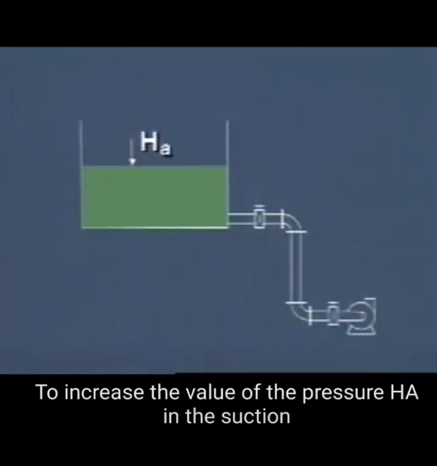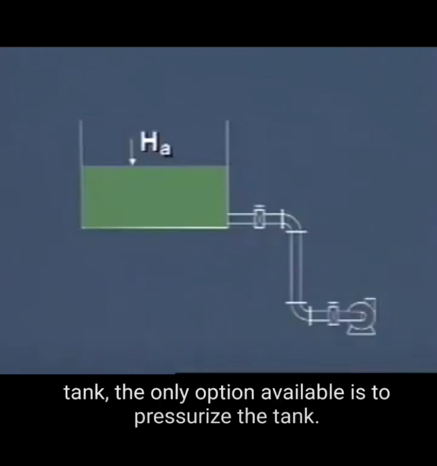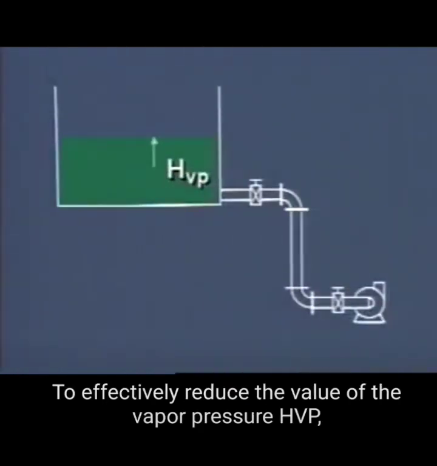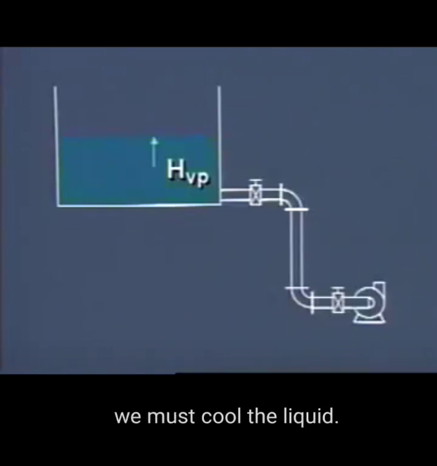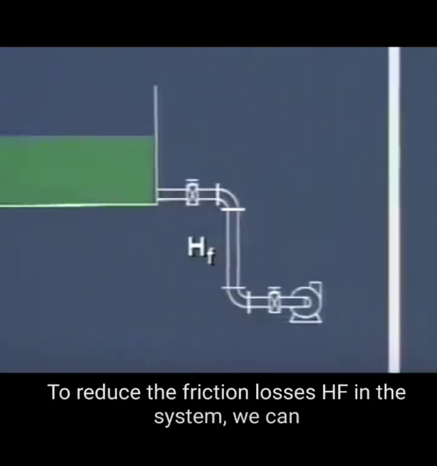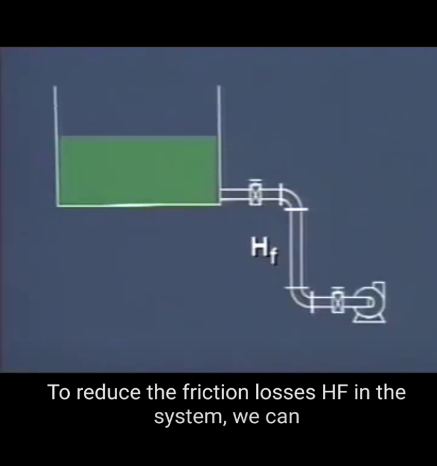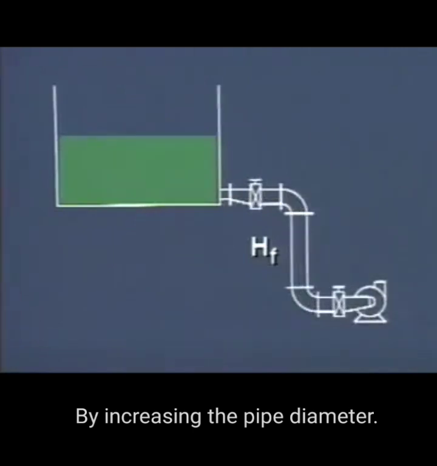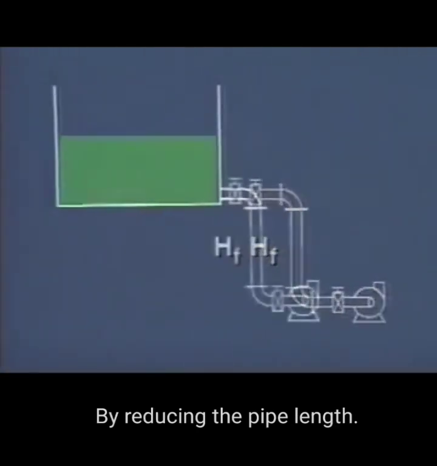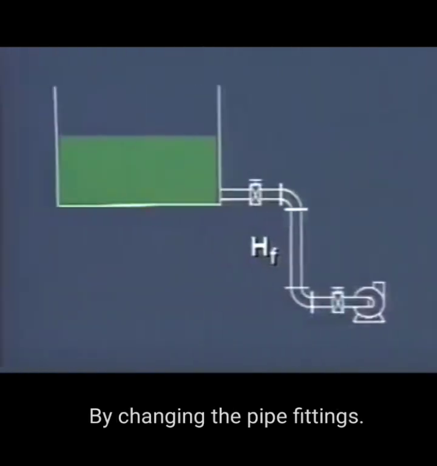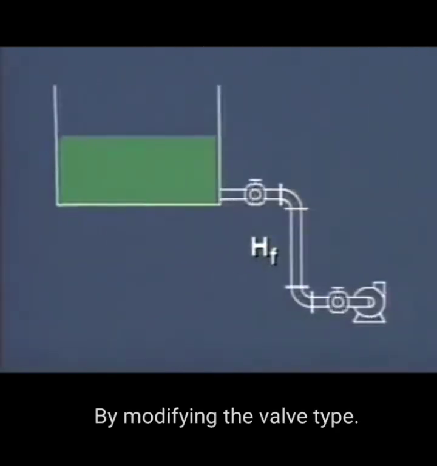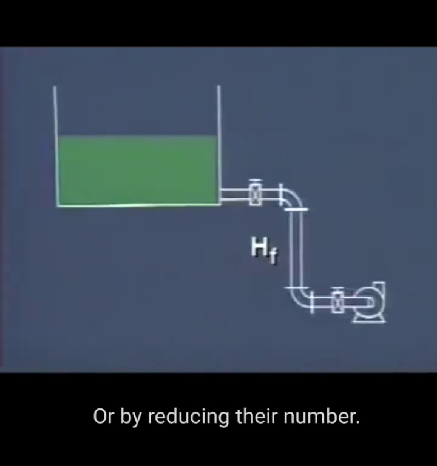To increase the value of the pressure HA in the suction tank, the only option available is to pressurize the tank. To effectively reduce the value of the vapor pressure HVP, we must cool the liquid. To reduce the friction losses HF in the system, we can improve the suction piping by increasing the pipe diameter, by reducing the pipe length, by changing the pipe fittings, by modifying the valve type, or by reducing their number.